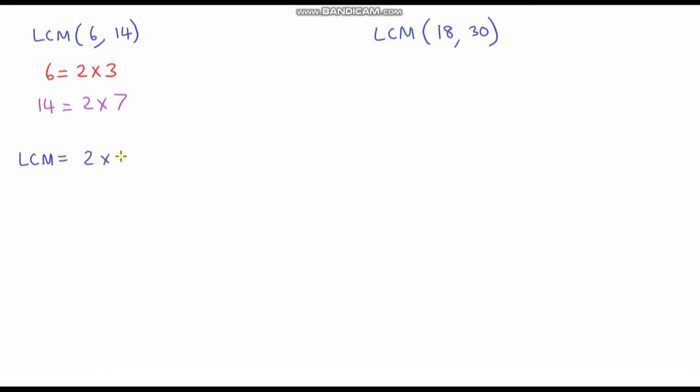It has to have 2 times 3. And in order to be a multiple of 14, it has to have 2 times 7. Well, we've already got the 2 here, but the only thing we're missing is a 7. So we need to multiply that on. So now we've accounted for all of the factors. This is our lowest common multiple.